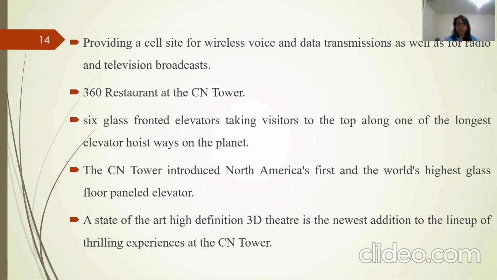The CN Tower introduced North America's first and the world's highest glass floor panel elevator. A state-of-the-art high-definition 3D theater is the newest addition to the lineup of thrilling experiences at the CN Tower. Usually, people who visit Toronto always visit the CN Tower, I think.